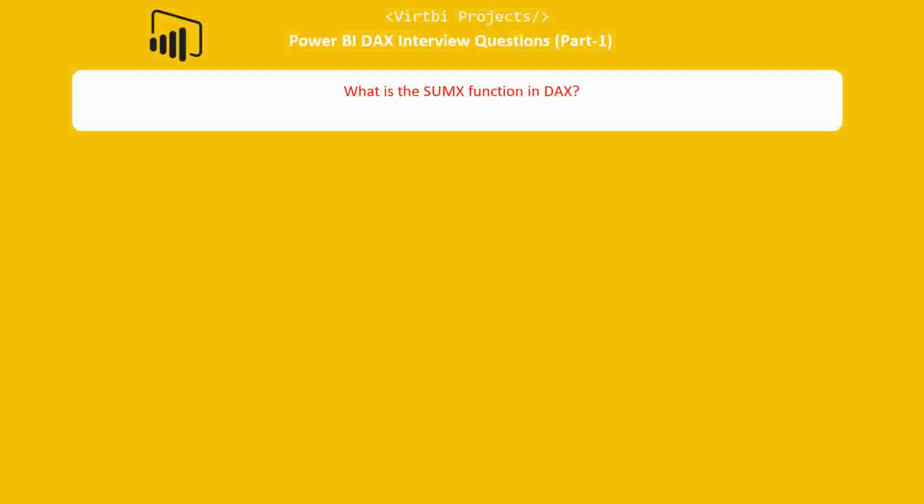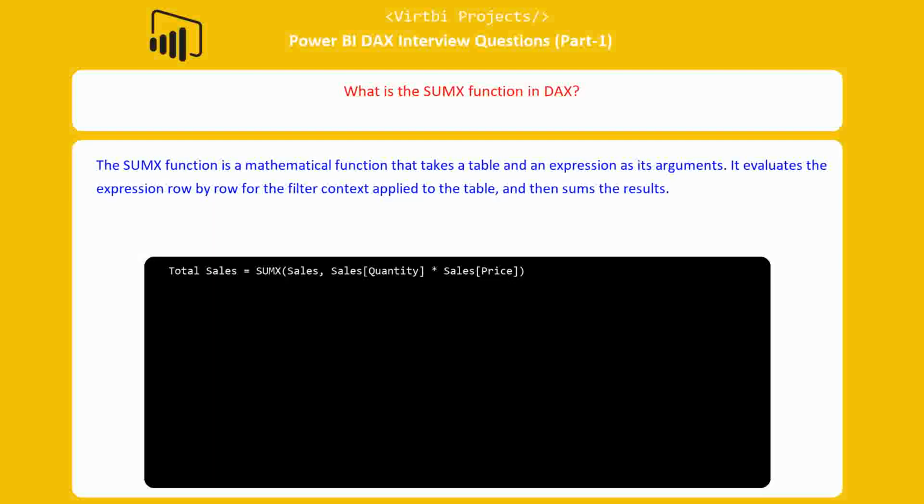What is the SUMX function in DAX? The SUMX function is a mathematical function that takes a table and an expression as its arguments. It evaluates the expression row by row for the filter context applied to the table, and then sums the results. This DAX formula calculates the total sales. It uses the SUMX function to iterate over each row in the sales table, multiplies the quantity and price for each row, and then sums the results.